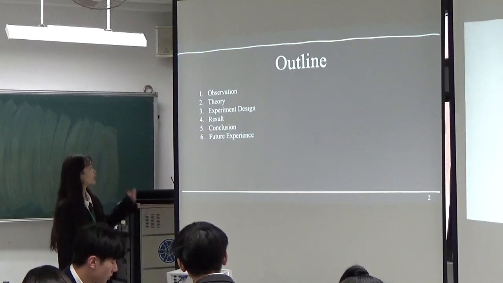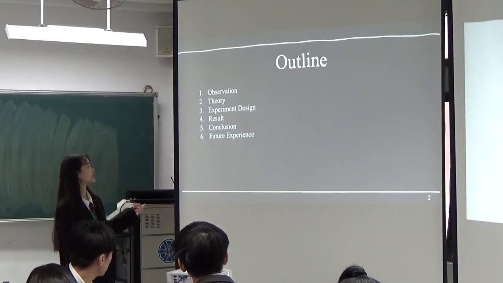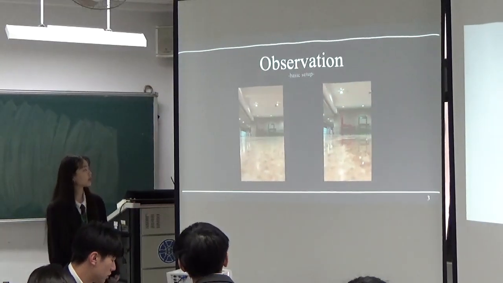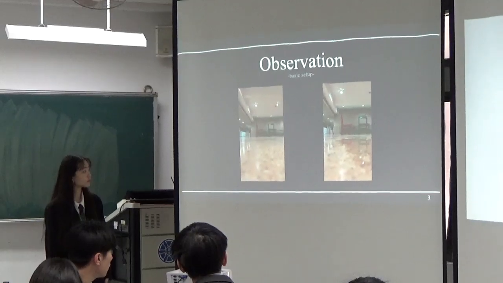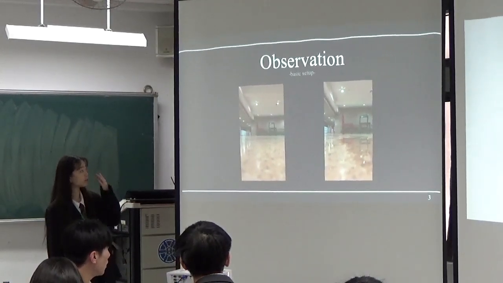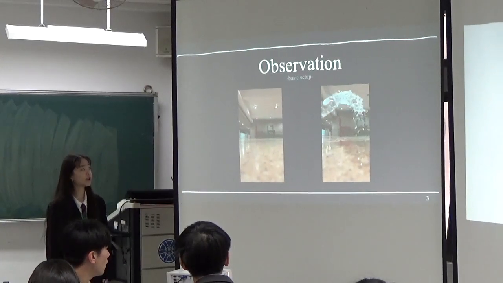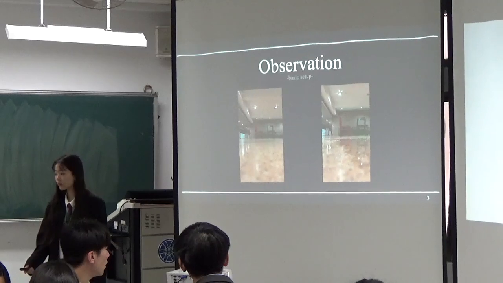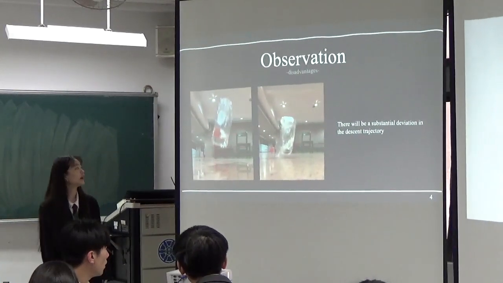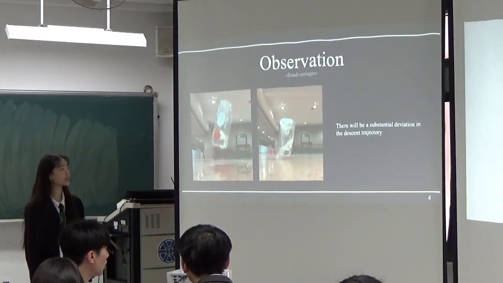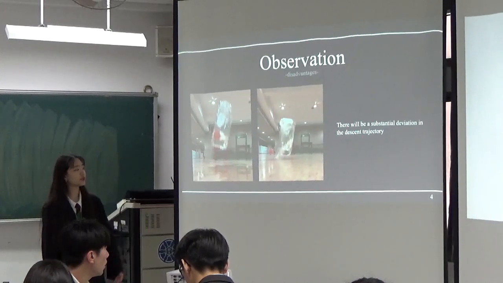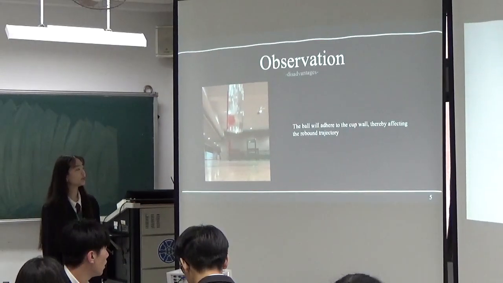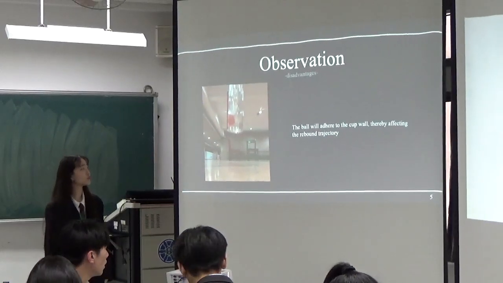Here's my presentation outline. First is the observation, then theory, experiment setup, design, result, conclusion, and future experiments. And here's the observation video. So we can see that when the container is dropped, the ball will bounce out of the container, and we want to measure the maximum height of the ball. And here are a few disadvantages of my observation. I found out that there will be a substantial deviation in the descent trajectory. And the second is that the ball will adhere to the cup wall, thereby affecting the rebound trajectory.